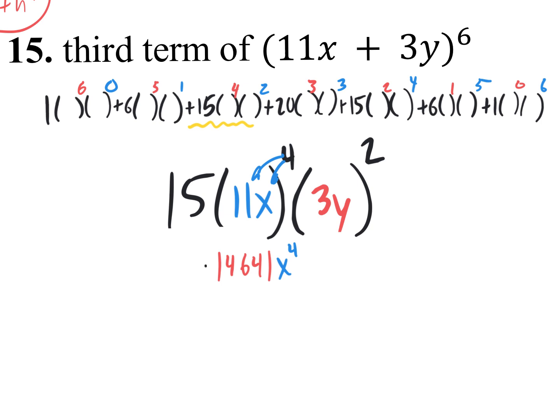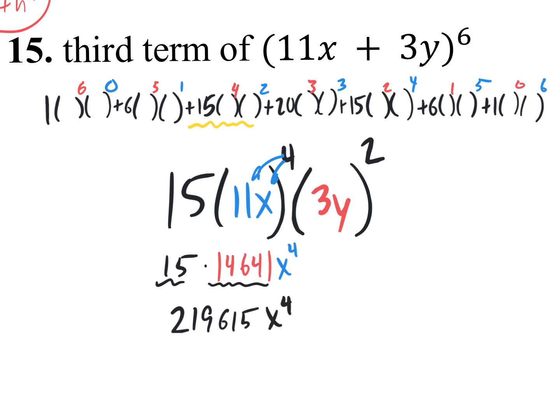Problem is you still need to multiply that number by 15. So if you still have that number on your screen on the calculator, multiply it by 15. And what would we get? In other words, 15 times 14,641. 219,615, like that? Okay. So that's a huge number. And we still have x to the fourth here.